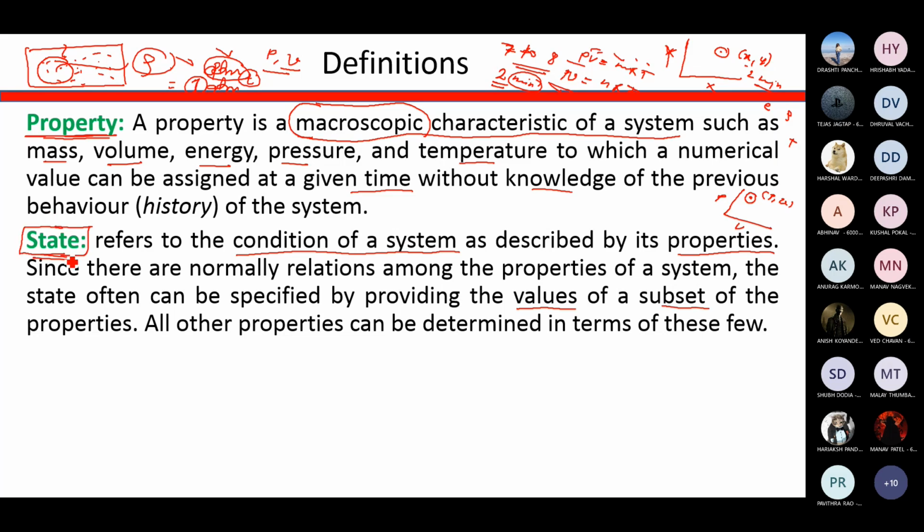So in a nutshell, to define the thermodynamic state of a system, you need at least two coordinates or at least two properties. Is it clear? Yes, sir.